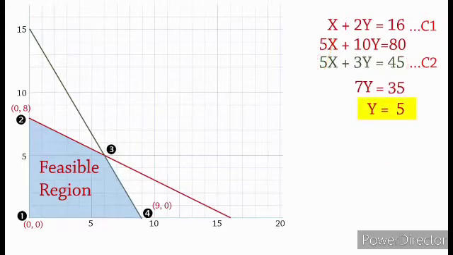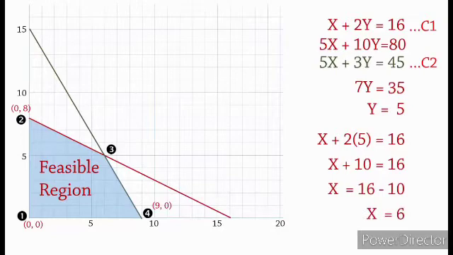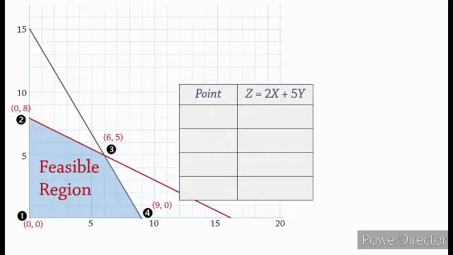To now find x, we substitute y equals 5 into any of these three equations. Suppose we choose C1. Then we have x plus 2 times 5 equals 16. That is, x plus 10 equals 16, x equals 16 minus 10, and x equals 6. So the xy coordinates for extreme point 3 are indeed 6 and 5. Next, we determine the optimal solution point by finding the corner point that gives the best value of the objective function. The objective function was to maximize 2x plus 5y.